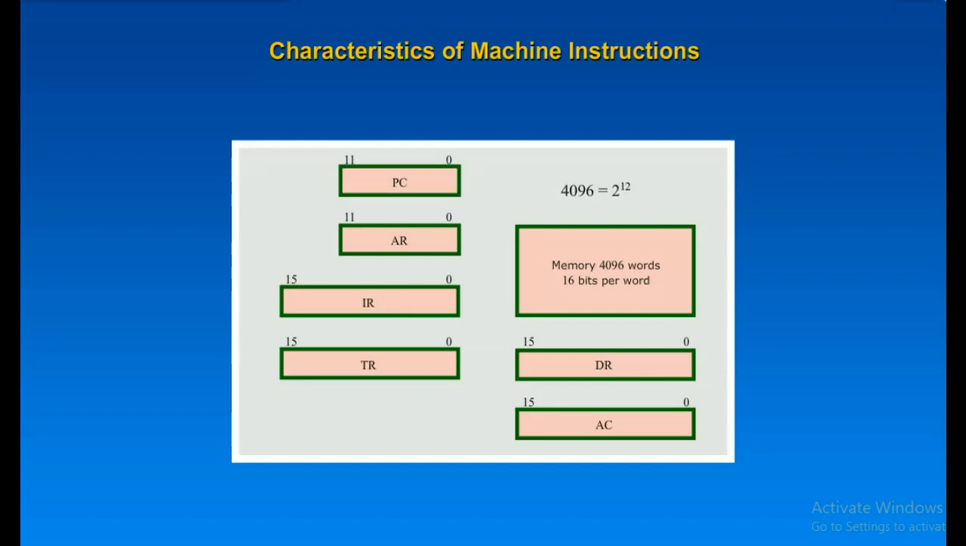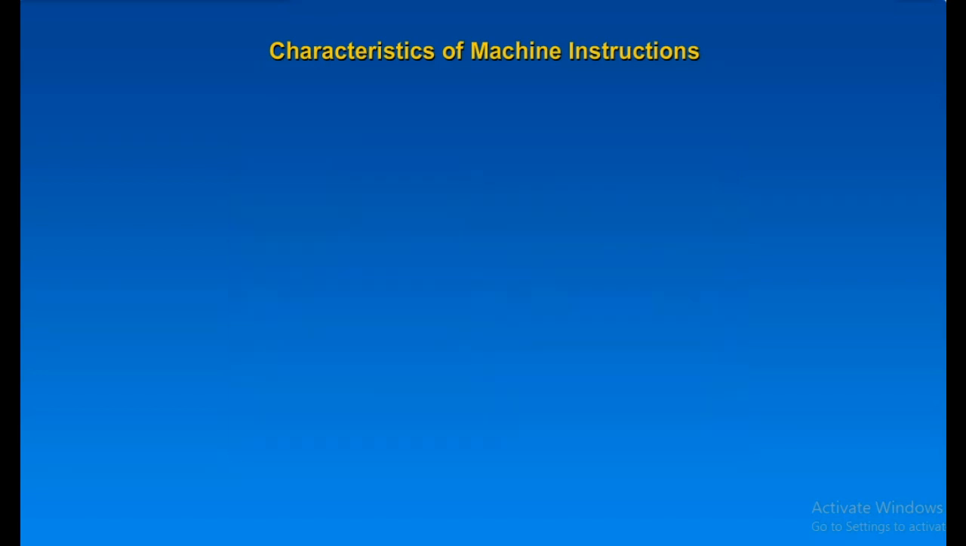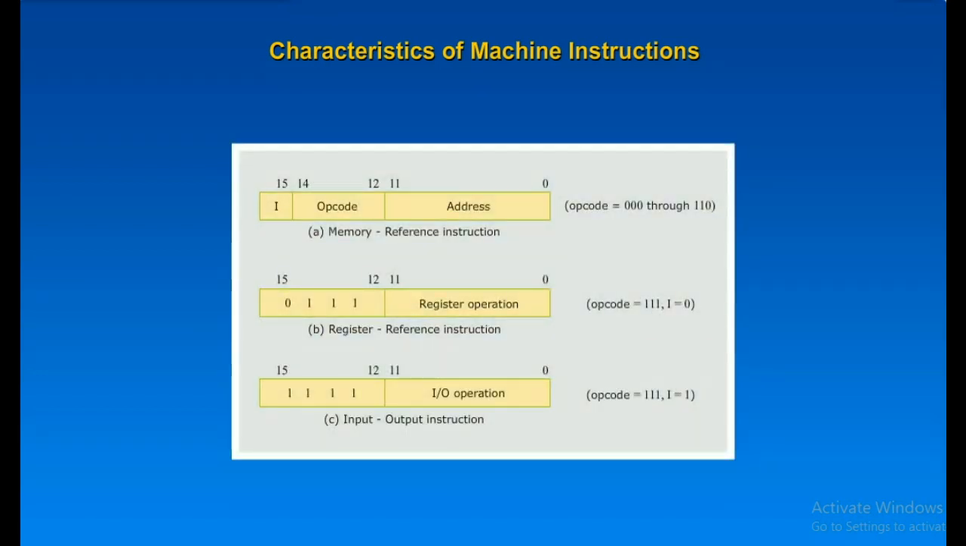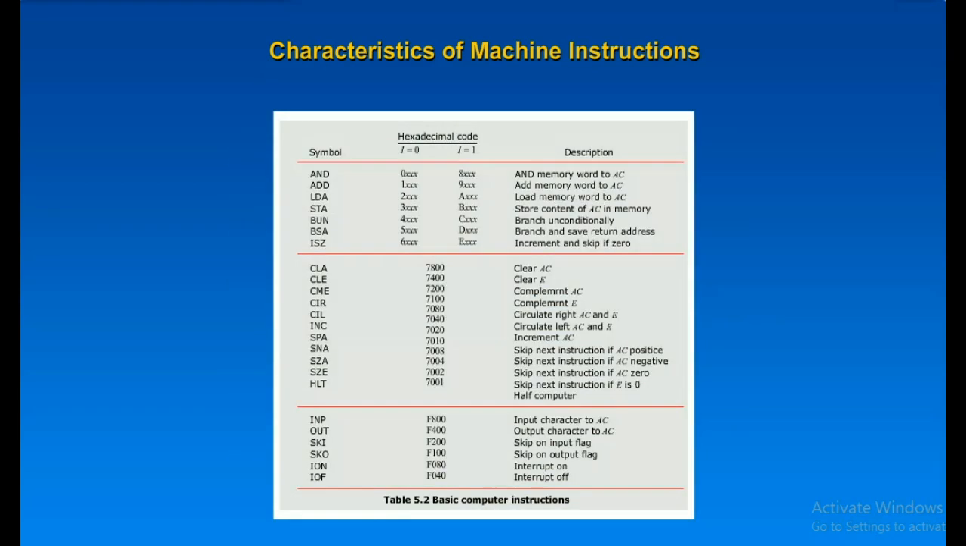Similarly, PC, which stores an address, is 12-bit in size. The instruction formats, which are the types of instructions categorized on the basis of references for operands, are shown here. I is equal to 0 or 1, and opcode bits 000 to 110 are for memory reference instructions. I equal to 0 is for direct and I equal to 1 is for indirect. The resulting instruction set is shown here: memory reference, register reference, and I/O instructions.